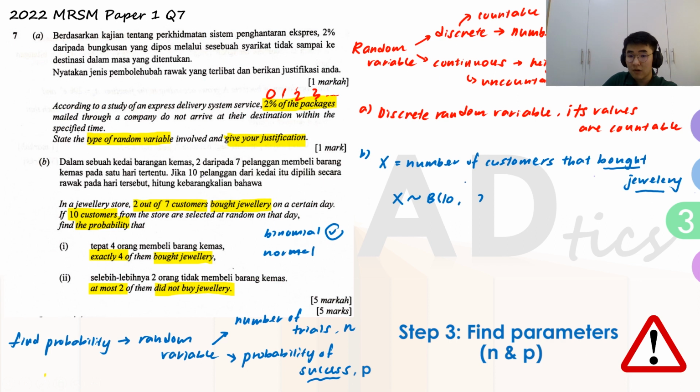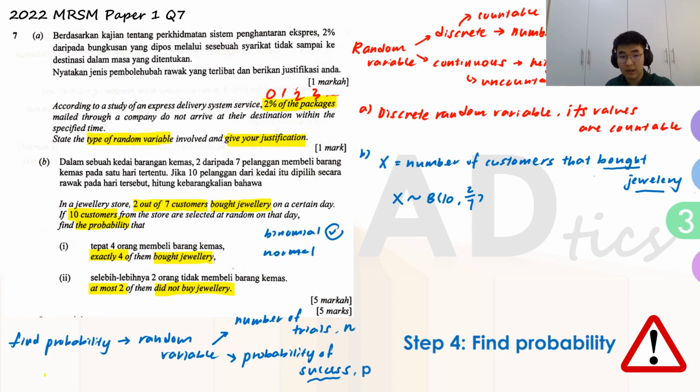Okay, so this is our probability, 2 over 7. Okay, and now we can find the probability for part 1. So here it says exactly 4 of them. So we need to find the probability. So P is probability. So our X must be equal to 4, 4 customers that bought jewelry.